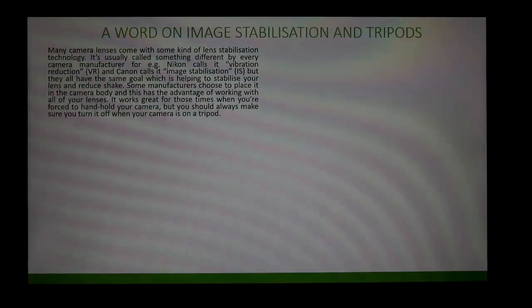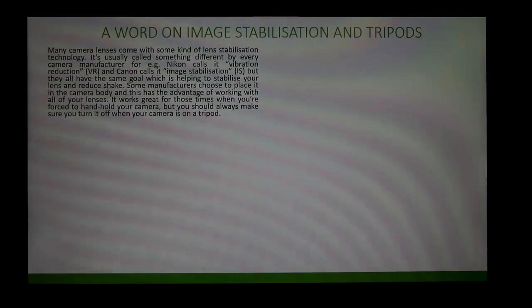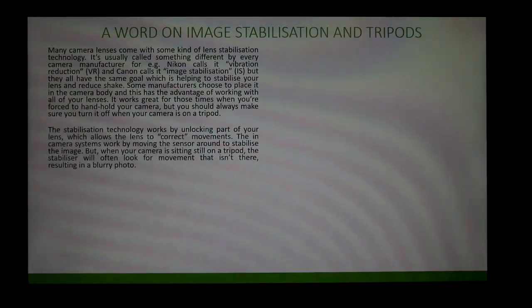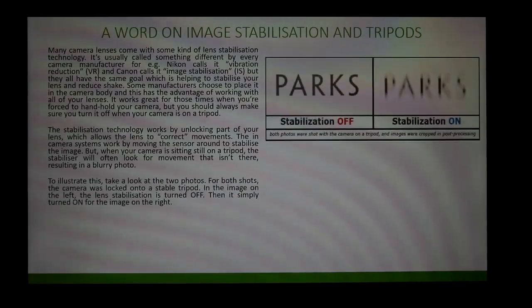Some manufacturers choose to place it in the camera body, and this has the advantage of working with all of your lenses. It works great for those times when you're forced to handhold your camera, but you should always make sure you turn it off when your camera is on a tripod. The stabilization technology works by unlocking part of your lens, which allows the lens to correct movements. The in-camera systems work by moving the sensor around to stabilize the image. But when your camera is sitting still on a tripod, the stabilizer will often look for movement that isn't there, resulting in a blurry photo.